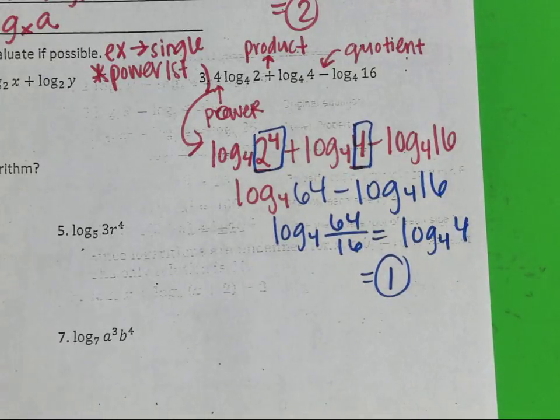Now, we could have gone ahead and evaluated these here. So let me show you. 2 to the 4th you said was 16, right? So log base 4 of 16 would be 2, correct? And then log base 4 of 4 is 1, so 2 plus 1 is 3, minus this 2 would be 1. So you could evaluate them right here if you wanted to.